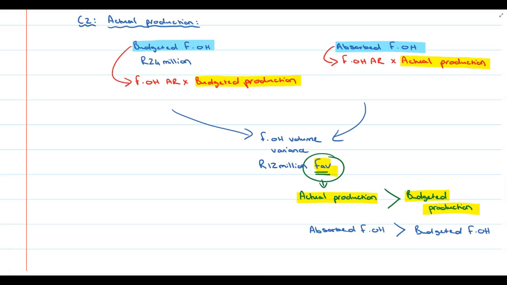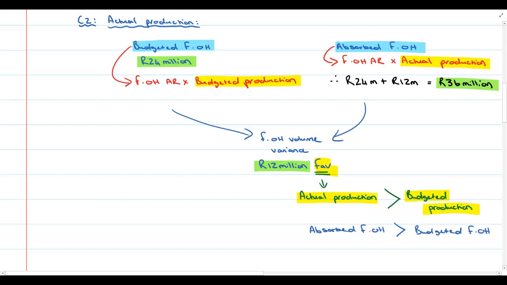So we can then calculate the absorbed fixed overhead as follows. The budgeted fixed overhead is 24 million. The variance is 12 million. So that's going to give us an absorbed fixed overhead of 36 million. The absorbed fixed overhead must be greater than the budgeted fixed overhead because actual production was greater than budgeted production. And you can see the difference between the budgeted fixed overhead and the absorbed fixed overhead is 12 million rand. And it's favorable because actual production is greater than budgeted production.